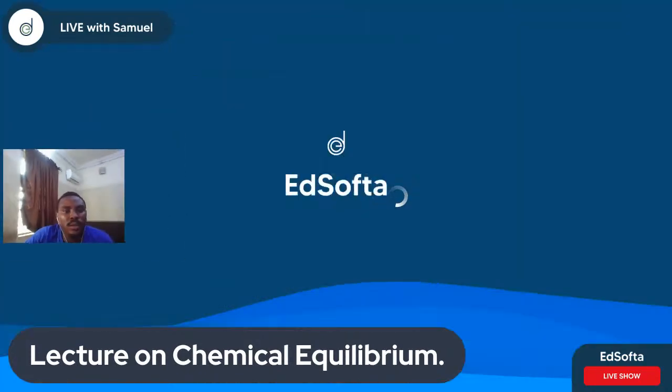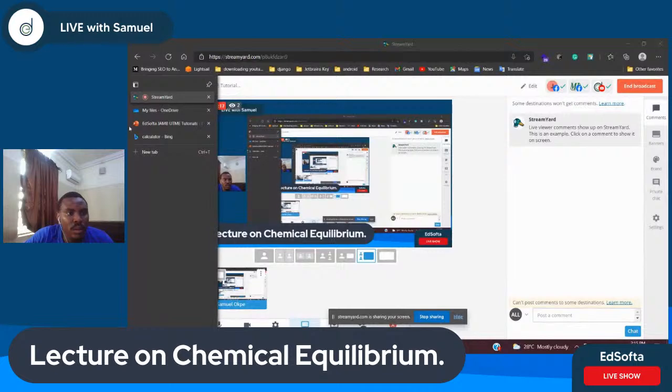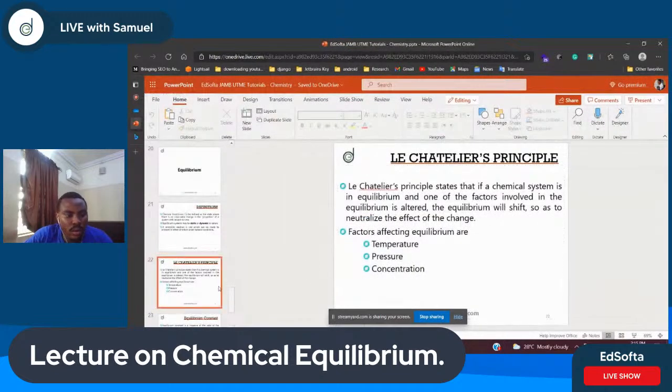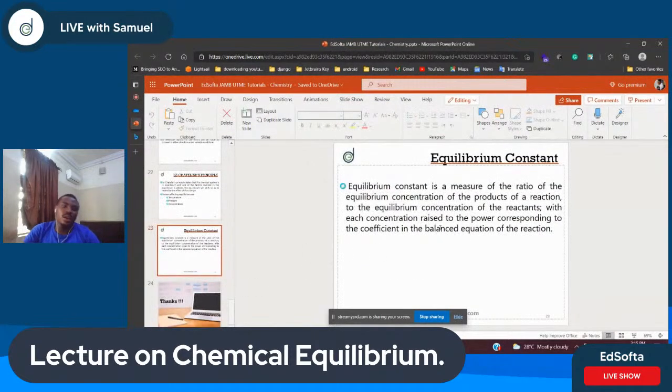We are going to be looking at some questions now. But before that, let's talk about one last topic, the equilibrium constant. An equilibrium constant is a measure of the ratio of the equilibrium concentration of the products of a reaction to the equilibrium concentration of the reactants, with each concentration raised to the power corresponding to its coefficient in the balanced reaction equation.